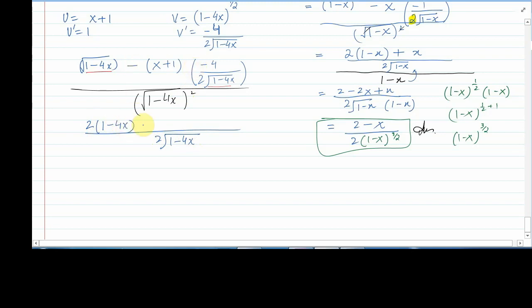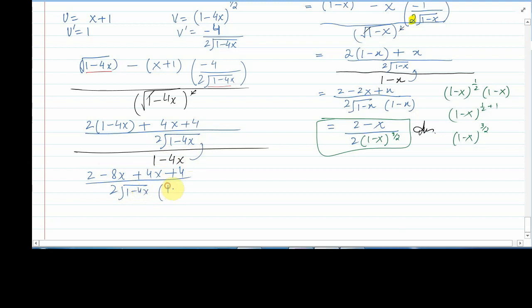Minus minus is positive, and 4 multiplied with x plus 1 will be 4x plus 4, and the denominator is as it is. Square and root cancel, so it's 1 minus 4x. After that, we need to multiply 2, so that will be 2 minus 8x plus 4x plus 4 divided by 2 root 1 minus 4x as it is, and this 1 minus 4x will be multiplied, so 1 minus 4x.